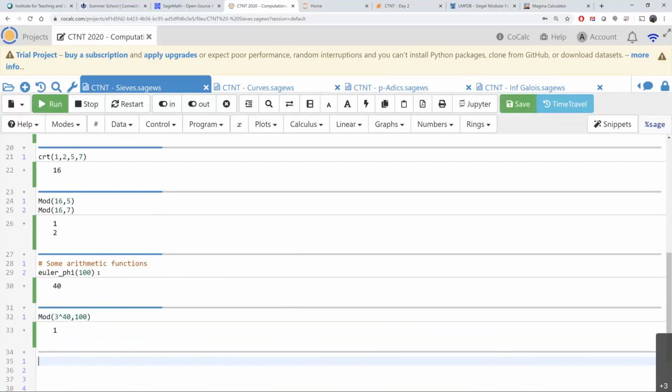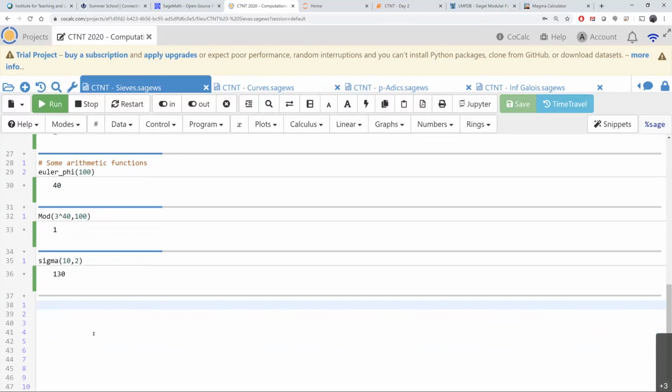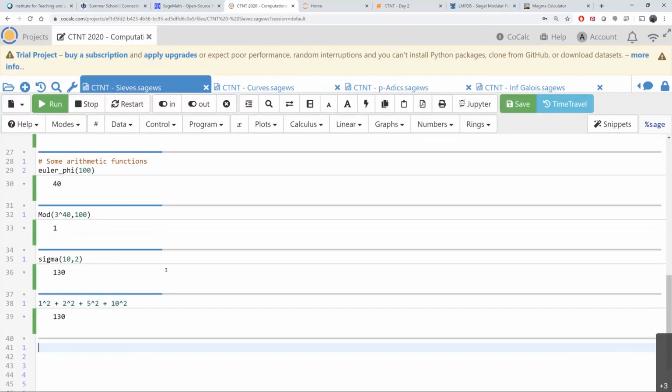Very good. Like in Brendan's course on sieves, he talked about the sigma function. So here is the sigma function of 10 squared, it's 130. What does that mean? Let's check that's true. Those are the divisors of 10 to the square power, so it's the sum of the divisors of 10 squared. That should be 130. That's correct. All right, very good.